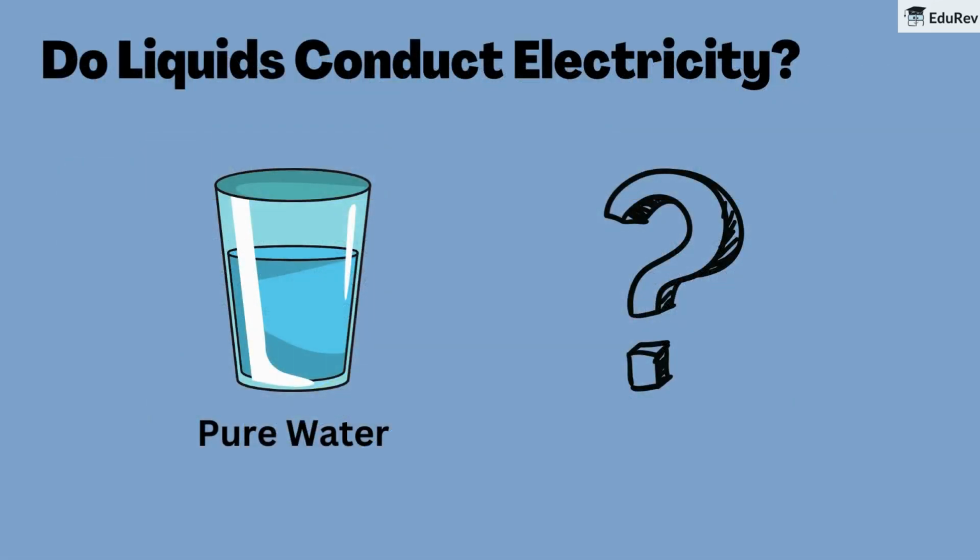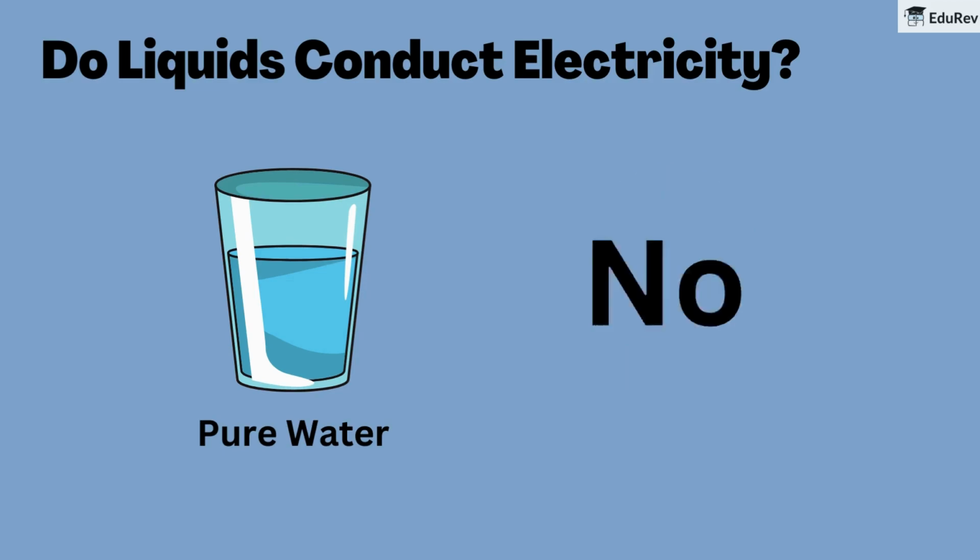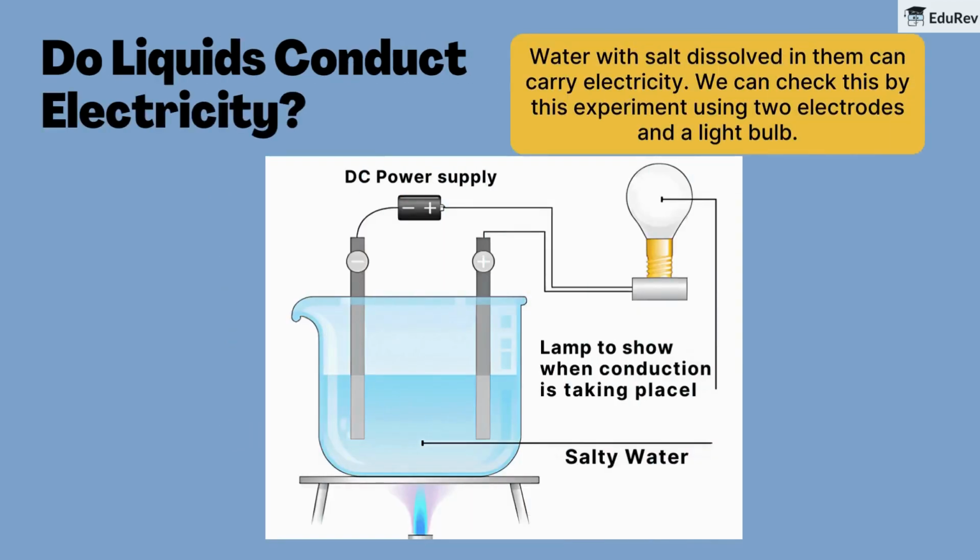Now, let's talk about liquids and their ability to conduct electricity. Do you think pure water conducts electricity? If you answer yes, you are wrong. Pure distilled water does not conduct electricity. So what can make water conductive? Water with salt dissolved in it can carry electricity. We can check this by this experiment using 2 electrodes and a light bulb.